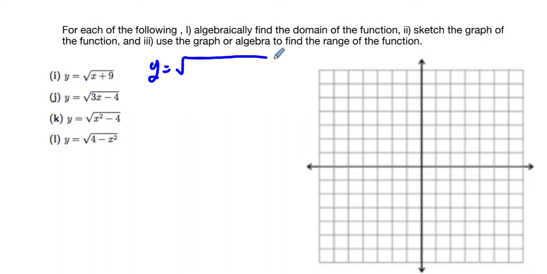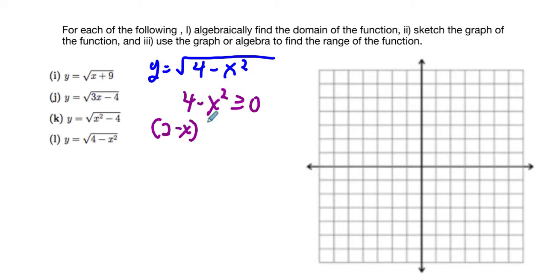All right, y is equal to the square root of 4 minus x squared. So it's going to start the same way. 4 minus x squared needs to be greater than or equal to 0. So I'm going to do difference of squares, and then a sign diagram. Let me show all the steps on this instead of just going out.